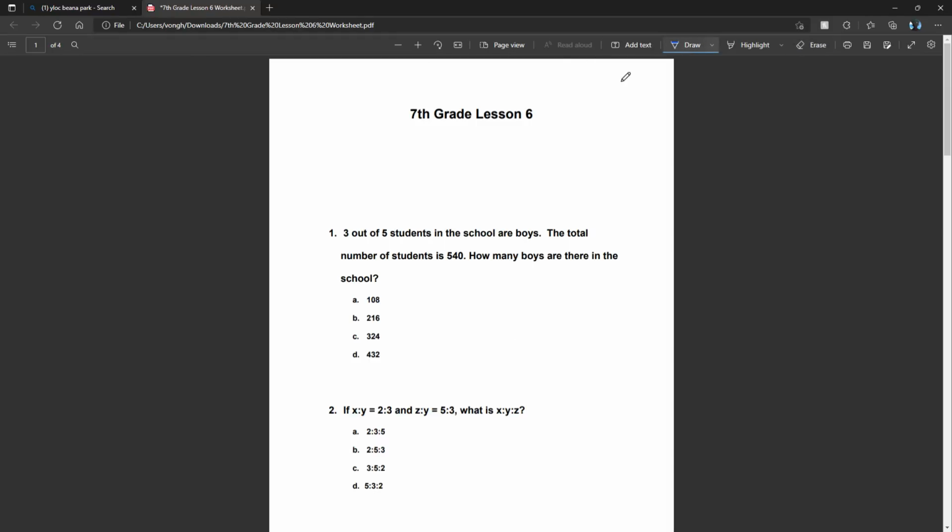This is the 7th period worksheet for lesson 6 and I'll be covering it. 3 out of 5 students are boys. The total amount of students is 540. How many boys are there in the school? So for every 5 students there are 3 boys.